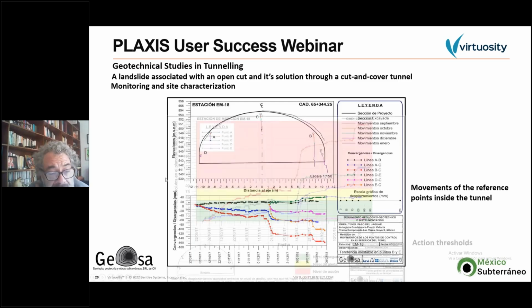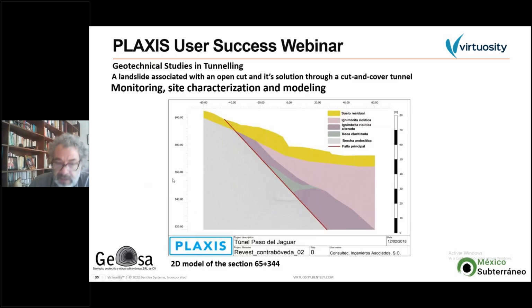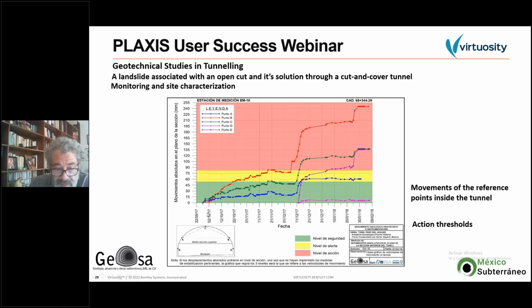And then with this information, we established the thresholds of action for controlling the behavior of the tunnels, and you can see that the level of action and the level of alert were very much overpassed. So we had to deal with a, I don't know if dangerous, but a delicate situation.